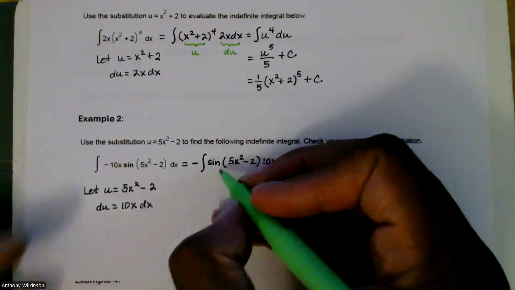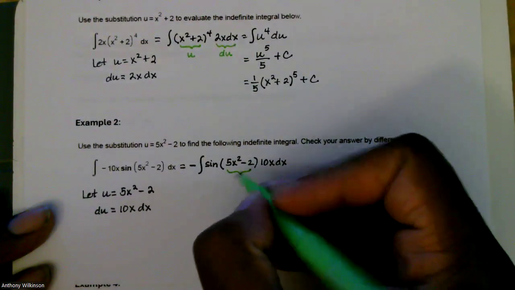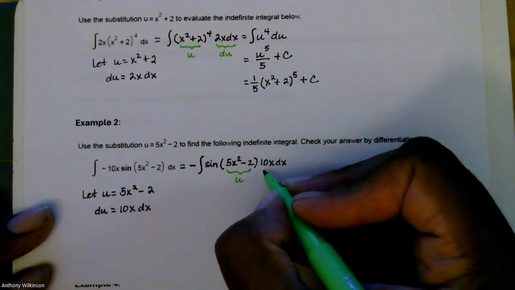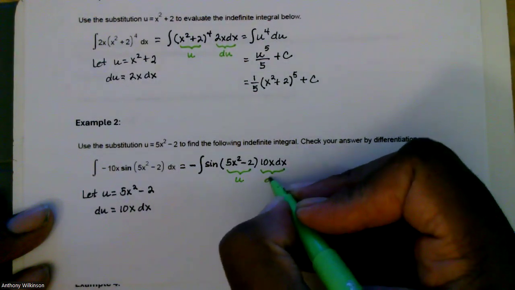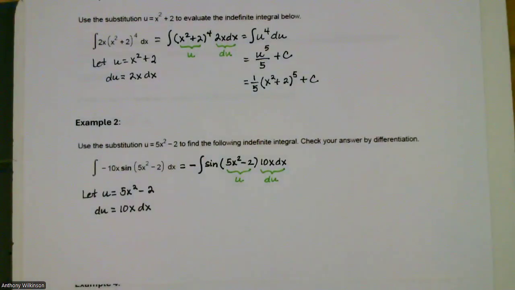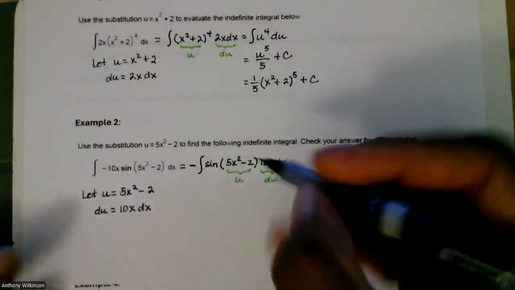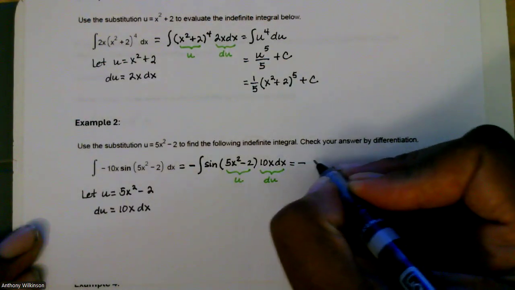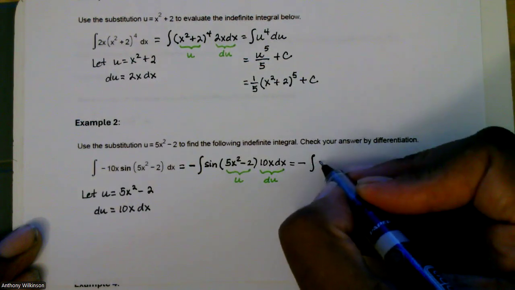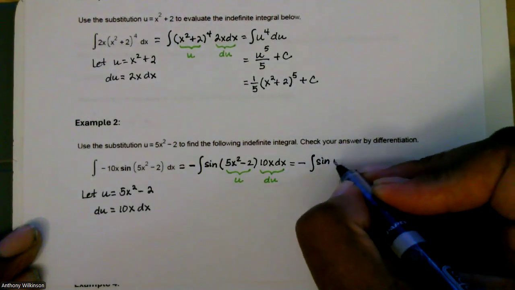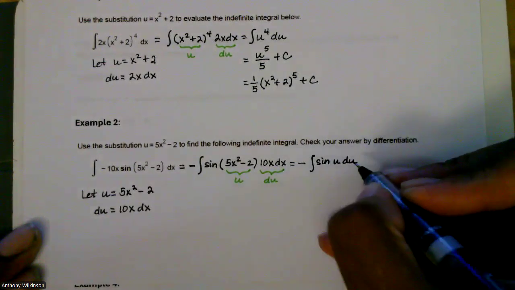And now let's do our substitution here. That 5x squared minus 2, that's going to be u. The 10x dx, that's going to be du. So here's what I'm going to have. Negative of the integral of sine of u du.